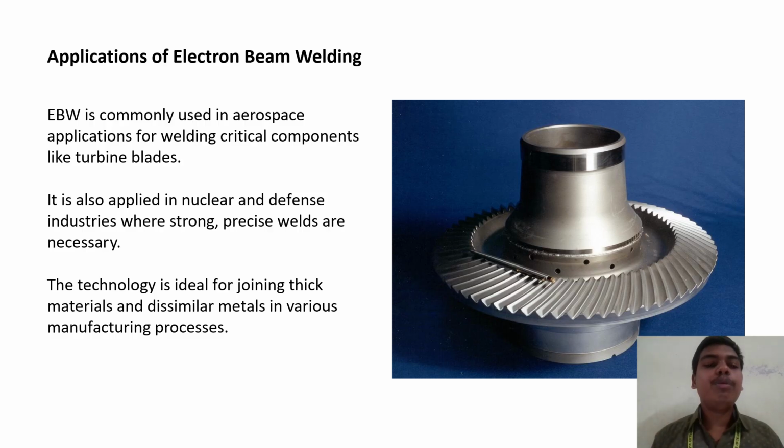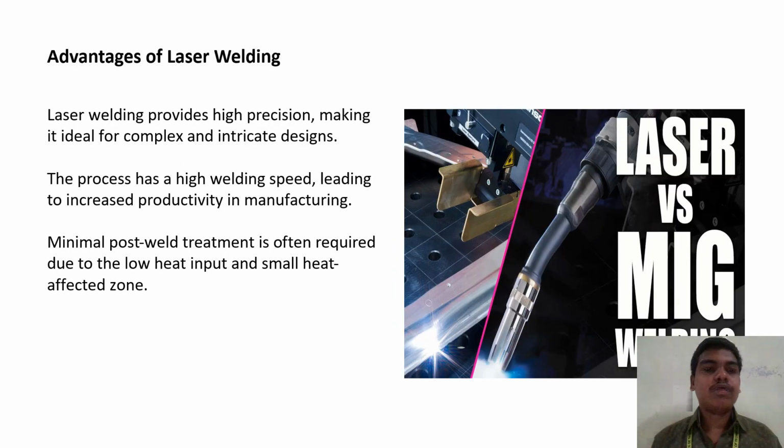Applications of electron beam welding. Electron beam welding is commonly used in aerospace applications for welding critical components like turbine blades. It is also used in nuclear and defense industries where strong, precise welds are necessary. The technology is ideal for joining thick materials and dissimilar materials in various manufacturing processes.